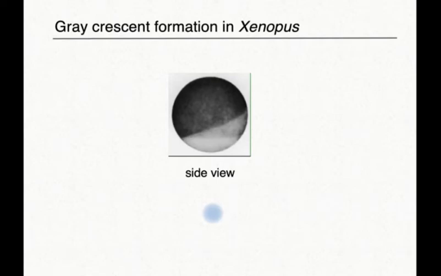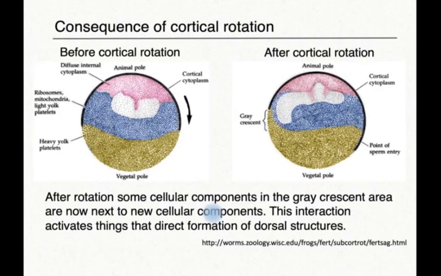In Xenopus, normally you can't really see the gray crescent. Maybe you can see an area where there's a little bit of pigment contracted, but the gray crescent itself isn't super obvious. But in other frogs, like leopard frogs, or salamanders, you can see the gray crescent much more obviously.